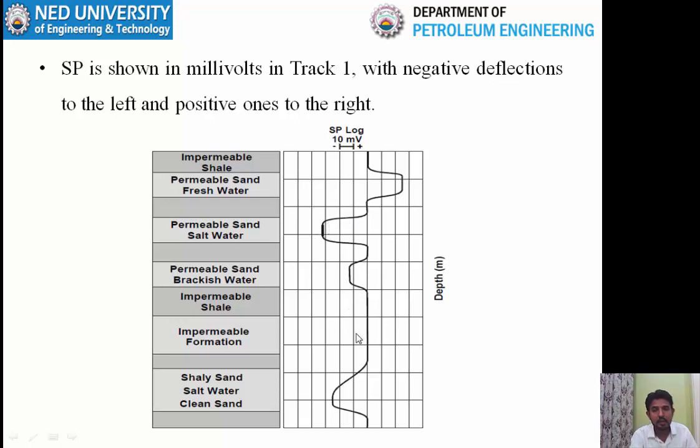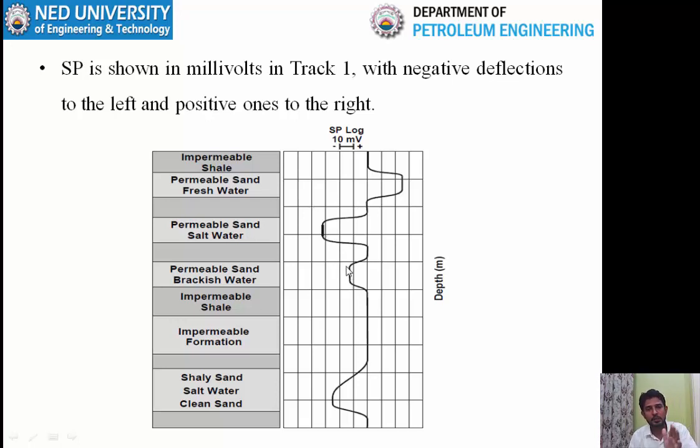So basically against the permeable formation, you will have the deviation either on the positive side or the negative side, and whether you will have positive or negative, it depends on the difference of salinity between your mud and the formation water. Against this permeable sand, which has the salt water, which means the formation water in this sand is more saline as compared to the mud, the deflection is on the left side. And again, depending upon the difference of salinity, you have the higher deflection or the lower deflection.